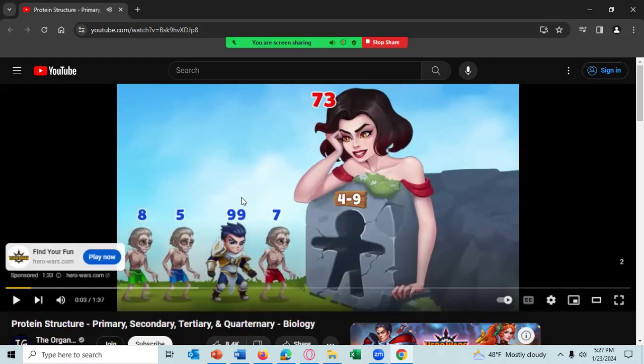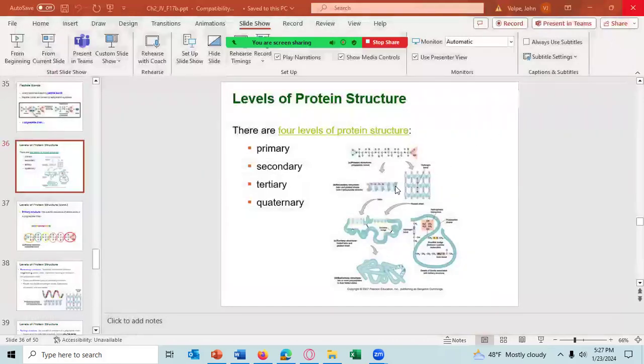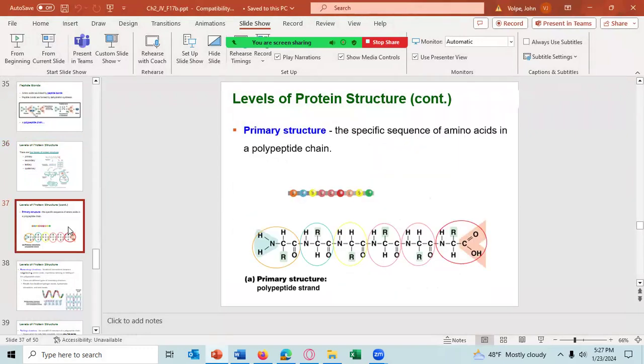All right, any questions about that video? So let's talk about the 4 levels of protein structure. The primary structure is the specific sequence of amino acids in a polypeptide chain. So when the protein is made, it will simply be a sequence of amino acids, one after the other. And that's the primary structure. Any question about that?